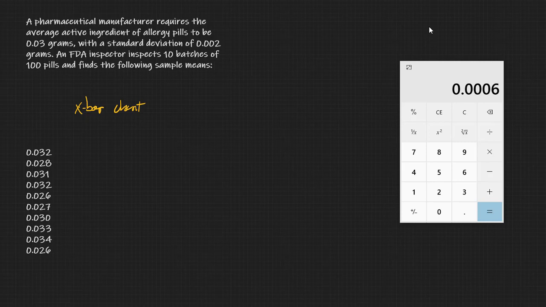A pharmaceutical manufacturer requires that the average ingredient of a certain allergy pill be 0.03 grams. That sounds an awful lot like mu. This is what it's supposed to be. Every pill is supposed to have the same thing. 0.03 grams is my mu, with a standard deviation of, so sigma is equal to 0.002, my apologies, grams.